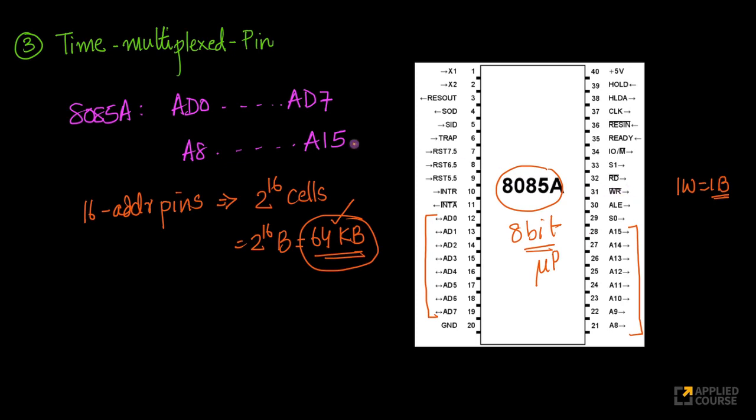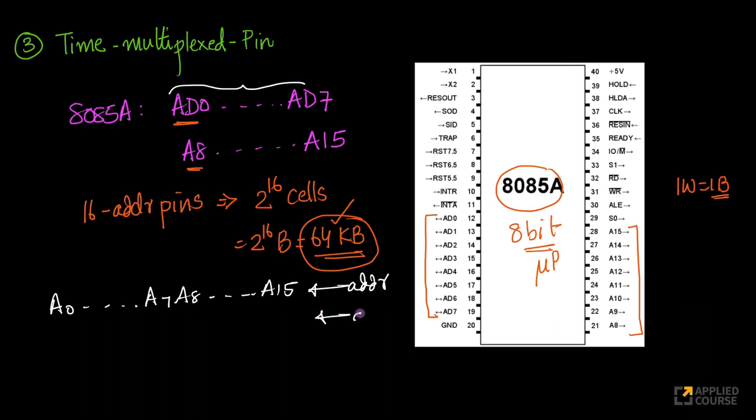But here comes the question. Look at this. There is a naming difference here, right? So what happens? These pins AD0 to AD7 are called time multiplexed pins. Why are they called multiplexed? Because look at this. What is our address? Our address is A0 to A7, A8 to A15. This is what my address is. My address is a 16-bit address, right?